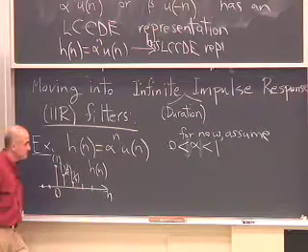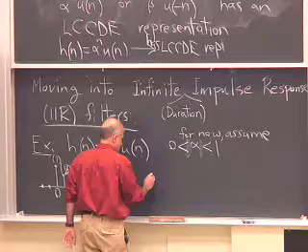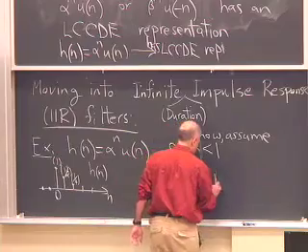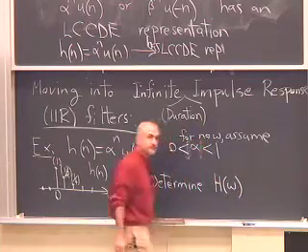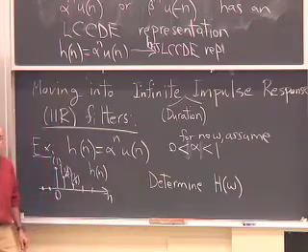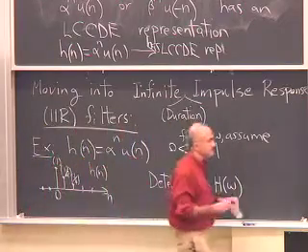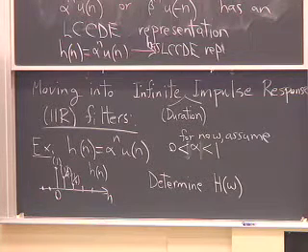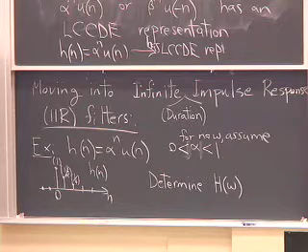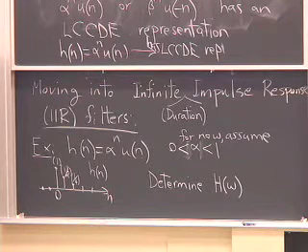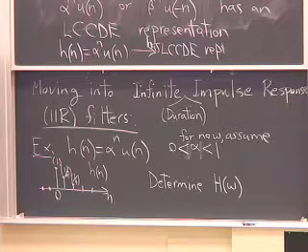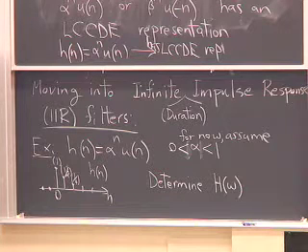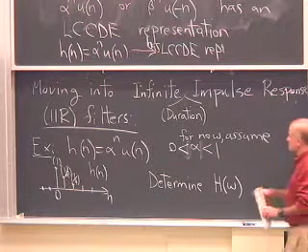What I want you to do with your neighbors is determine h of omega. Find the frequency response of this filter and tell me what you get. And I also want you to think about why I'm insisting that this alpha be between 0 and 1.